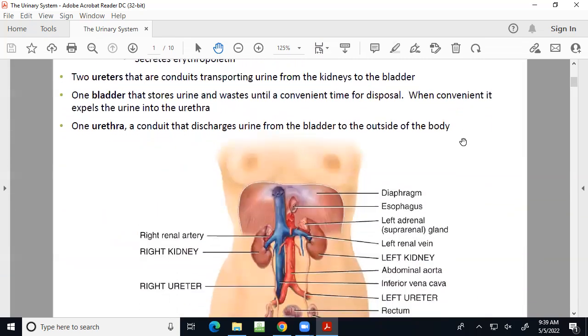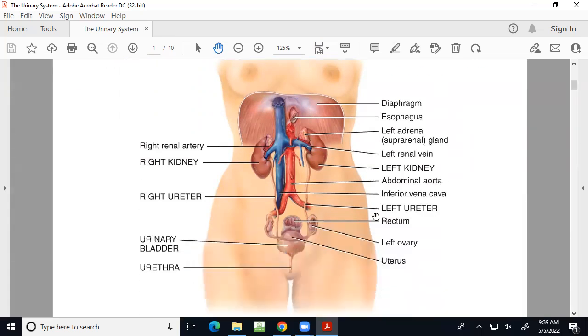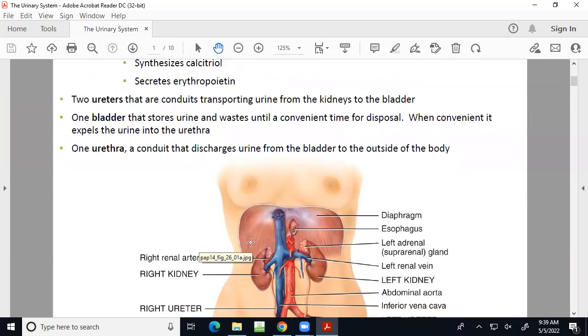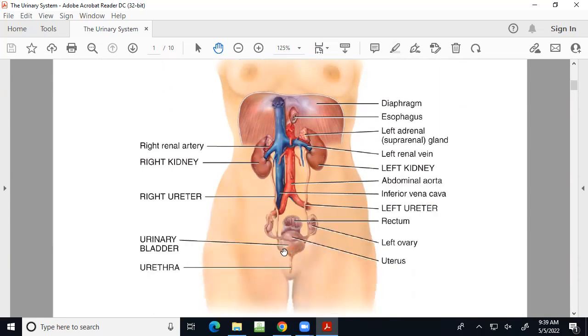Okay. With regards to everything else, it's just either a tube or a sac that holds urine. In the case of the ureters, those are tubes or conduits that transport urine from our kidneys to the bladder. And then the bladder, which we can see right here in our illustration, is going to store that urine and waste until it's convenient to be disposed. When it is convenient, we expel our urine out through the urethra, which discharges the urine to the outside of the body. And we can see that short tube right here in our illustration.